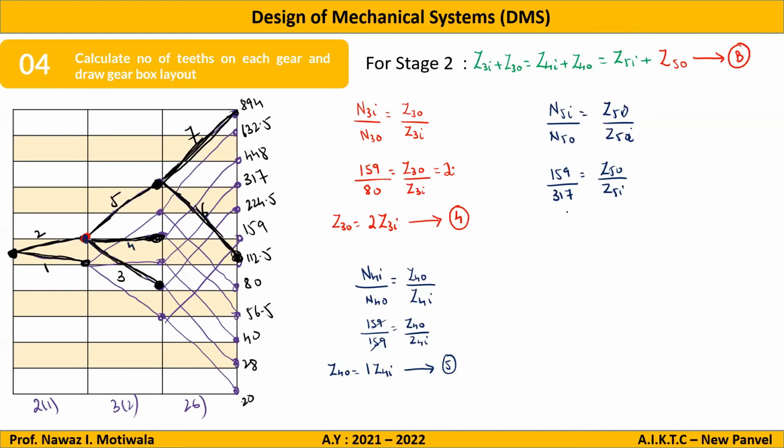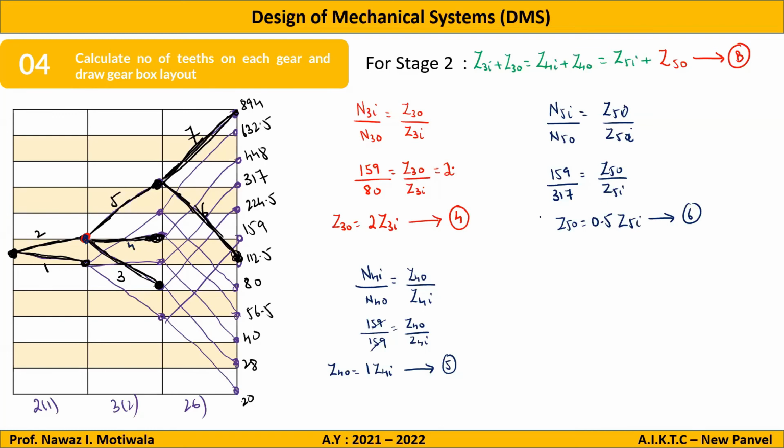So what is the ratio? Can someone tell now? What is the ratio? Z5O equals 0.5 Z5I. Okay, Z5O is equal to 0.5 Z5I. Let this be equation number 6.